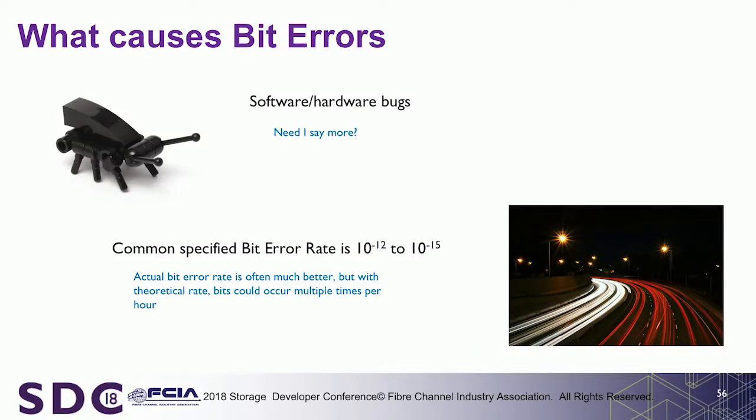Solder hardware bugs, we're all familiar with that. Probably don't need to say more about that. And then the bit error rate, which is specified currently, is 10 to the minus 12th to 10 to the minus 15th, which at some of the current speeds means you could see theoretically multiple bit errors per hour. You don't usually see that. They're usually much better, but that is the theoretical amount.